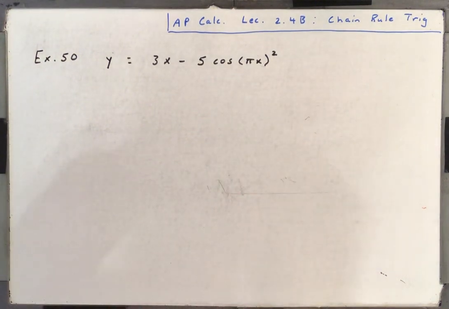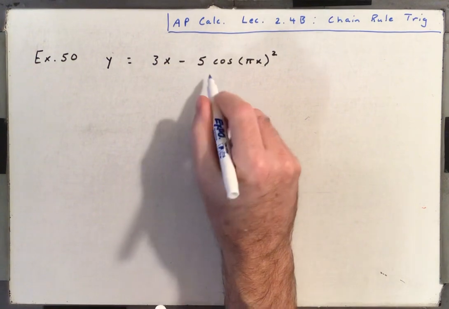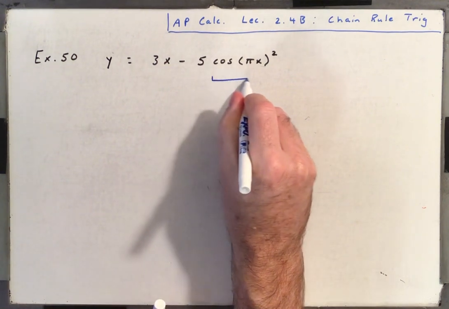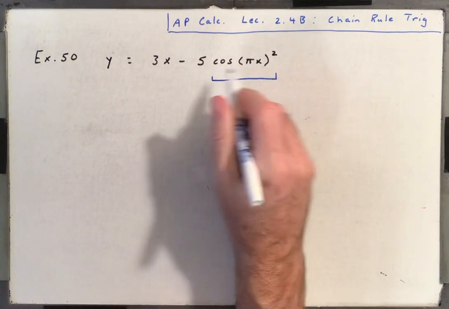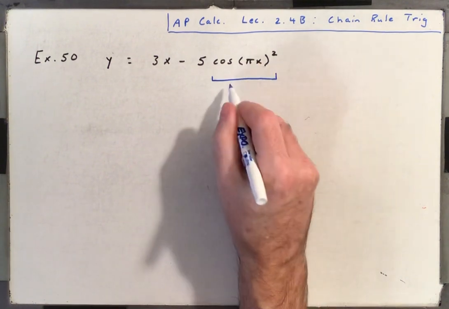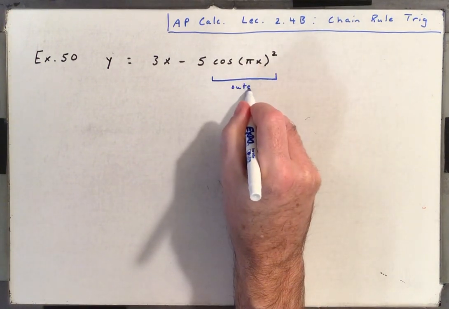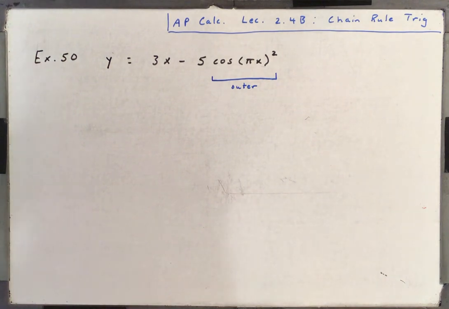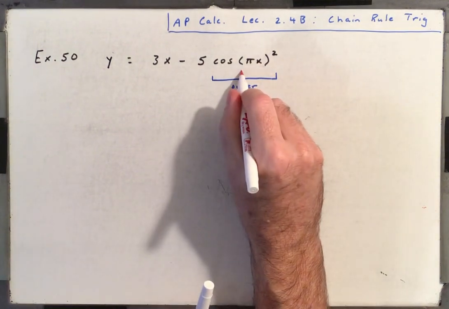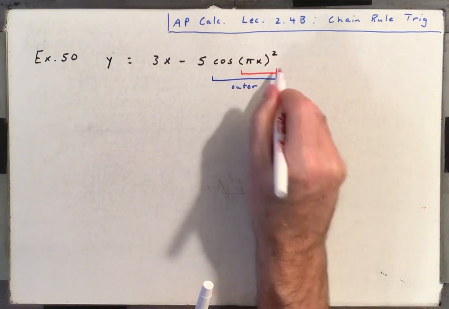So using our colors again, the outermost, if I put that in blue, is cosine pi x all squared. Then you have an intermediate, which we'll do in red. That's pi x squared.